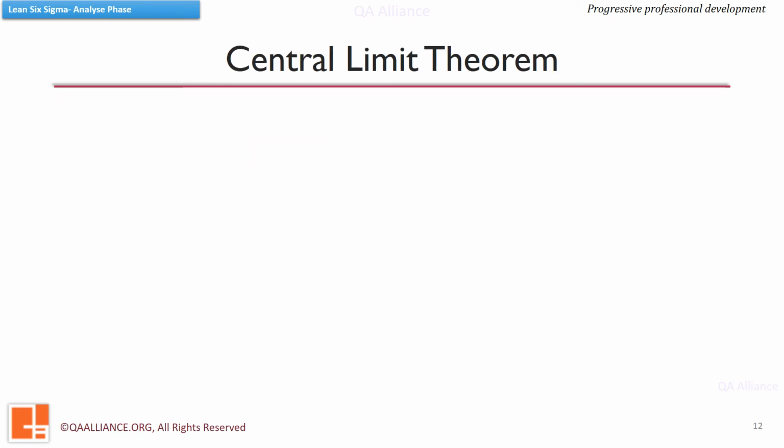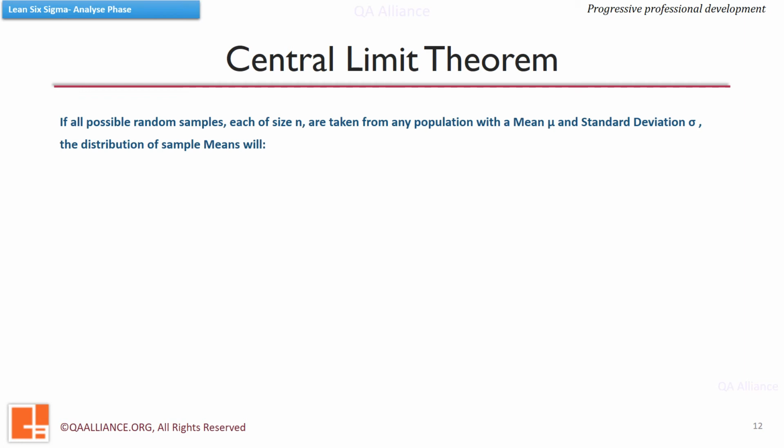The central limit theorem says that, if all possible random samples, each of size n, are taken from any population with a mean and standard deviation, the distribution of sample means will have mean, mu x bar, equal to mu x. That is, the mean of sample means would be equal to population mean. And standard deviation of sample means, sigma x bar, will be equal to standard deviation of the population, sigma x, divided by root n. This also shows that when n increases, the standard deviation or standard error will decrease.